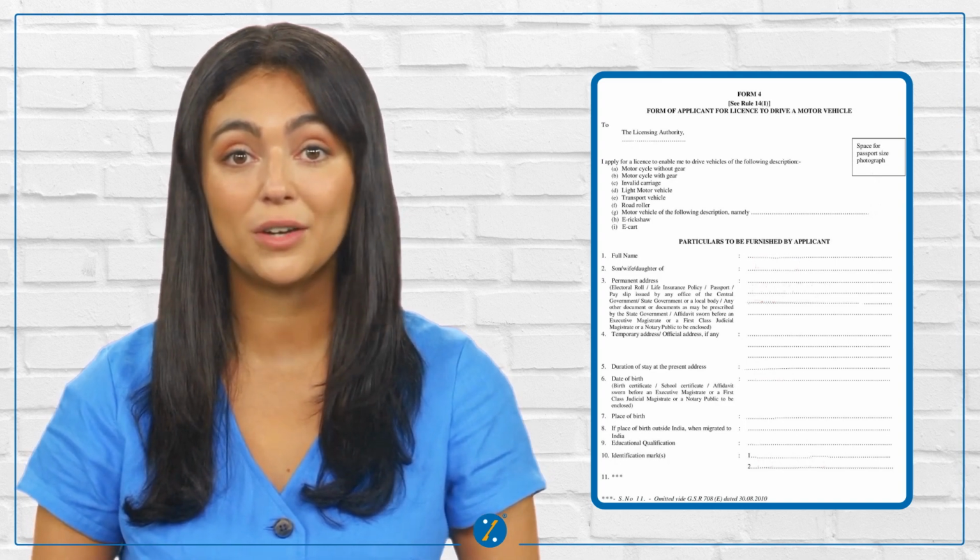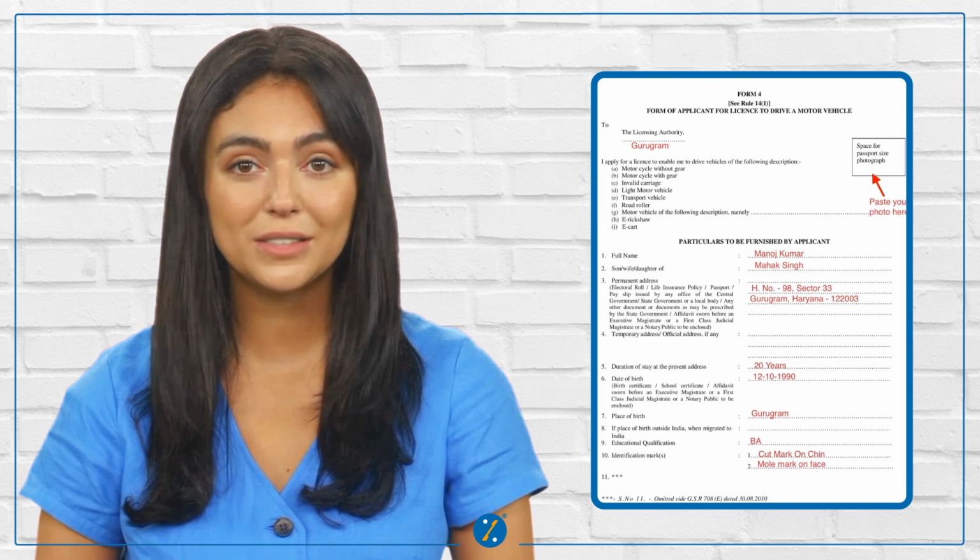Step 2. Fill out the form completely and submit it to the RTO office in your area. Remember to include the necessary proof of age and address. Also, request a date for your driving license exam and pay the associated fees.